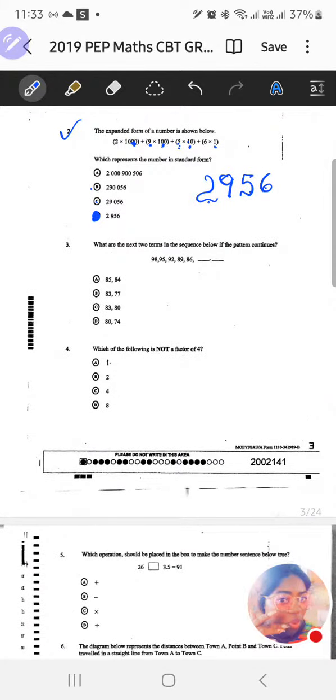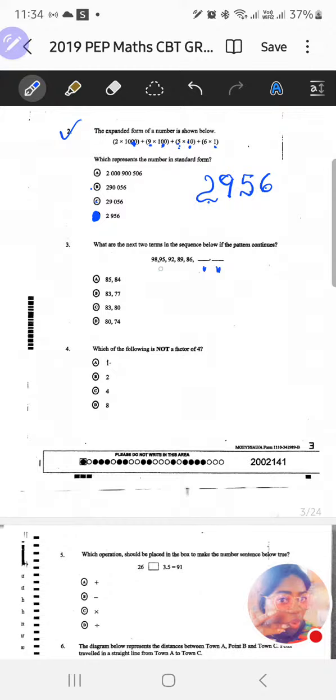Number 3 says, what are the next 2 terms in the sequence below if the pattern continues? So the first number we have is 98, then 95, then 92, then 89, then 86, and we're asked to give the next 2 terms right here. I'll just pause a bit. You can go right ahead and share your answer in the comment section. You just need to put the next 2 terms. And I would prefer you put 2 numbers instead of putting A, B, C, or D, so that I can actually see that you're answering this number and these are your answers.